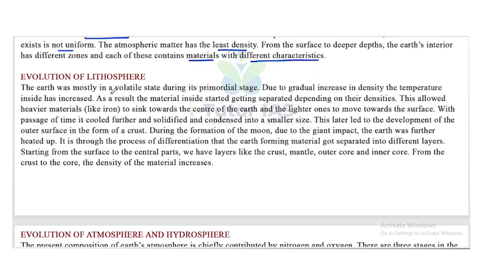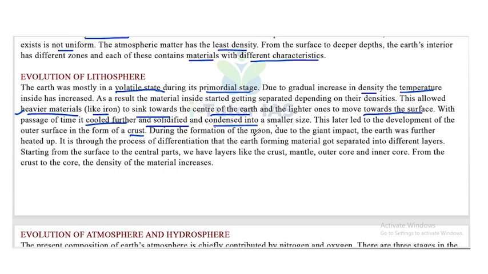The Earth was mostly in a volatile state during its primordial stage. Due to gradual increase in density, the temperature inside has increased. As a result, the material inside started getting separated depending on their densities. This allowed heavier materials like iron to sink towards the center of the Earth, and the lighter ones to move towards the surface. With passage of time, it cooled further, solidified and condensed into a smaller size. This later led to the development of an outer surface in the form of a crust.